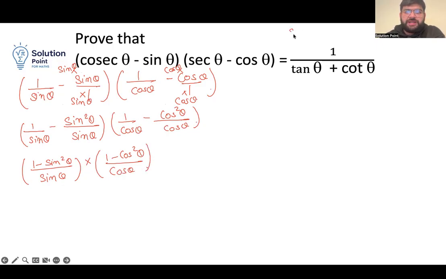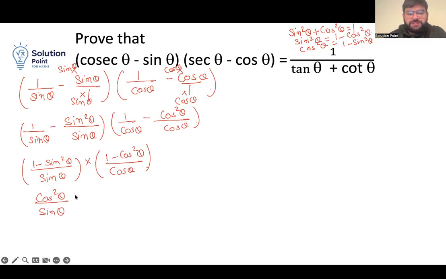Now since we know the identity sine squared theta plus cos squared theta equals 1, obviously sine squared theta equals 1 minus cos squared theta and cos squared theta equals 1 minus sine squared theta. So I will replace 1 minus sine squared theta with cos squared theta and 1 minus cos squared theta with sine squared theta. So this will become cos squared theta over sine theta times sine squared theta over cos theta.